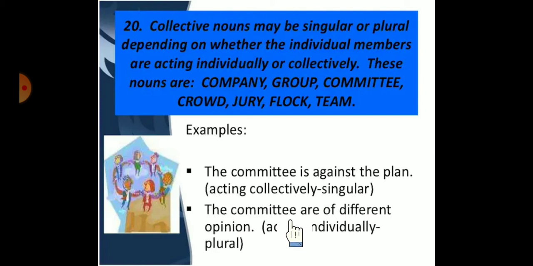Again, the committee are of different opinion. The committee are of different opinion. Here, acting individually, it is plural. So the company or a committee, if they have some different opinions, then are is used here in the form of a plural verb because it is acting individually. When it is acting collectively, we have to use a singular verb. When it is acting individually, we have to use a plural verb.